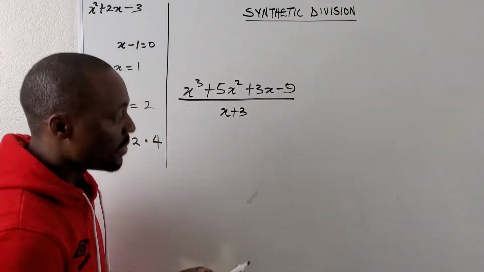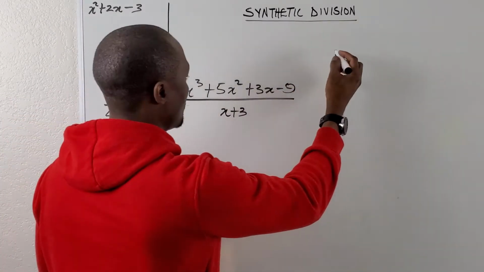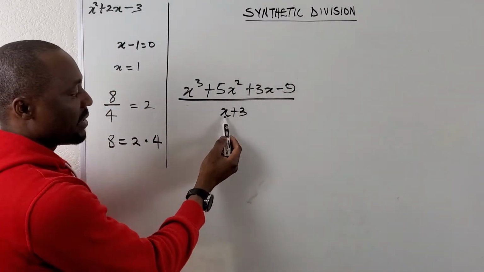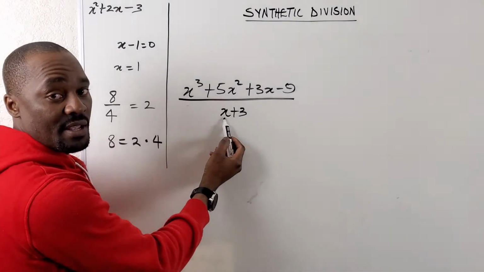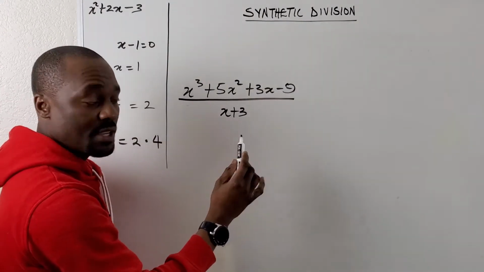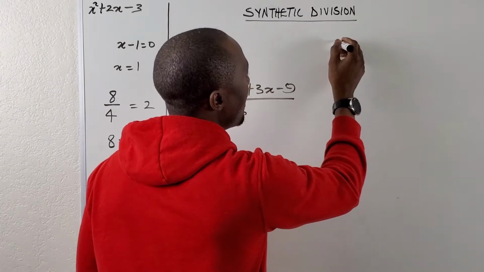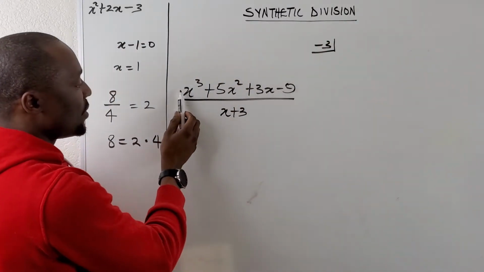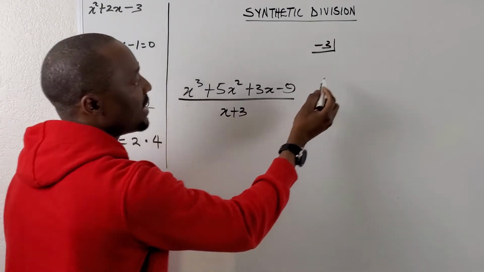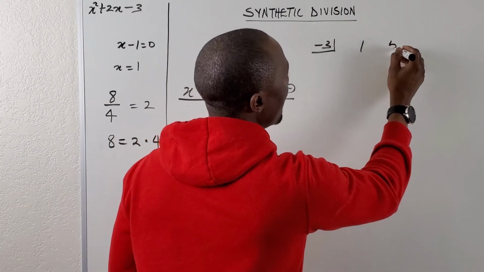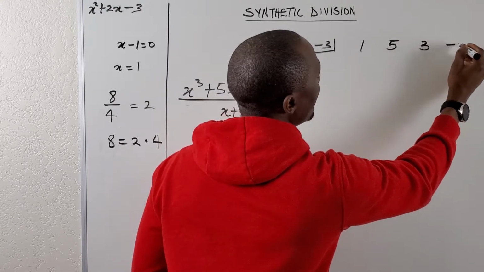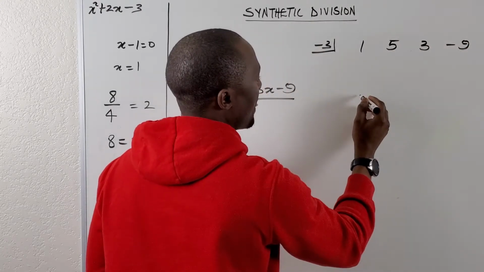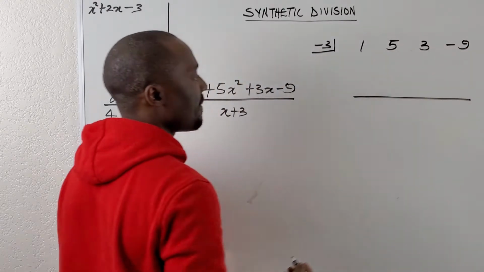So we're still going to do synthetic division. So we'll be dividing by, the 0 of this has to be negative 3. So that negative 3 plus 3 will give us 0. So we're going to use that. We have negative 3. And then the numbers we're using are 1, 5, 3, negative 9. Okay. Let's create the space.